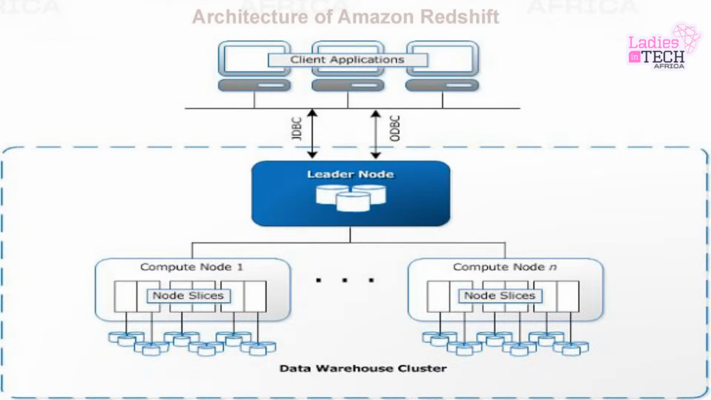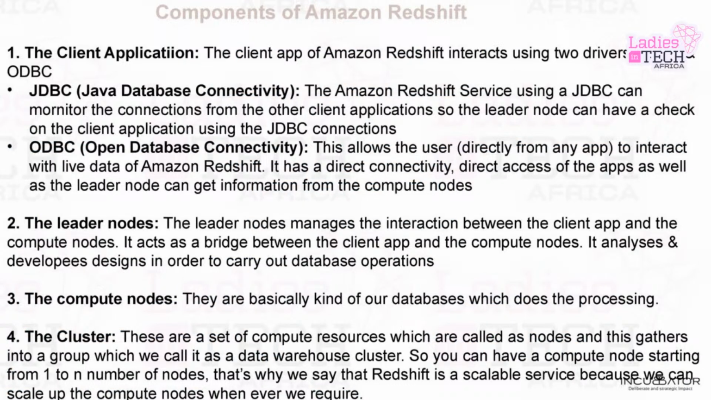Now, let me go back to this slide. Let's go over it again. Using JDBC, the Redshift service can monitor the connections from other client applications. So the leader node can have a check on the client's application using the JDBC connections.